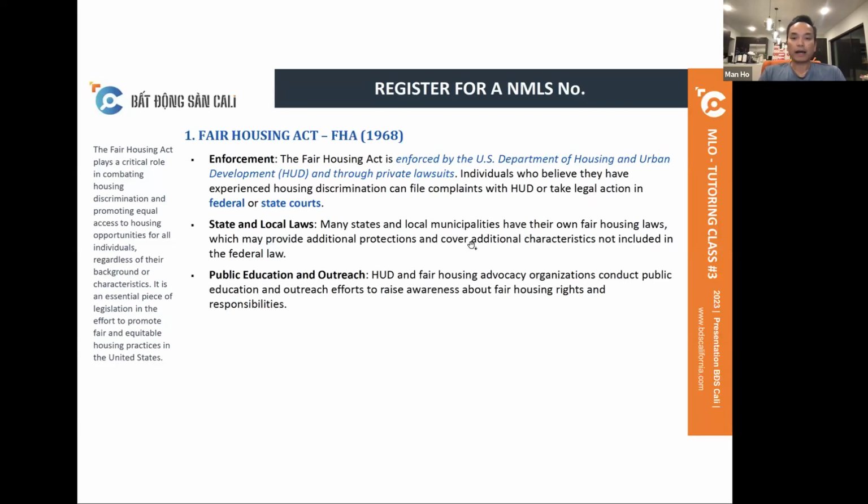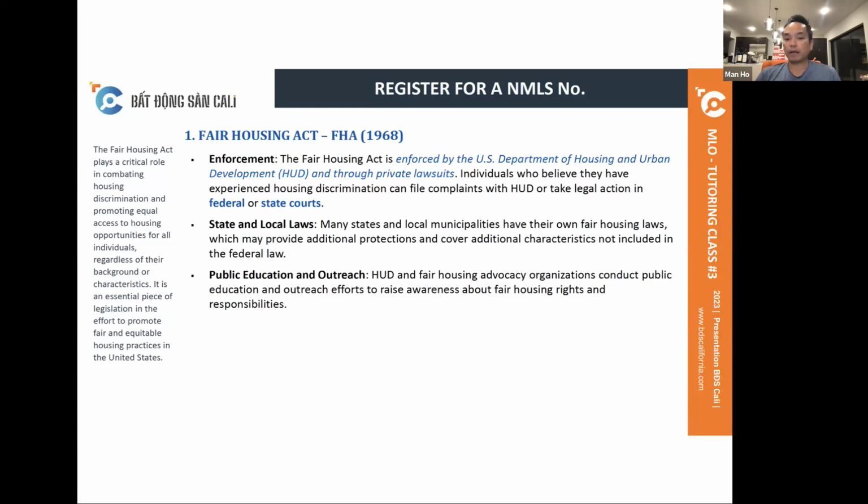Individuals who believe they have experienced housing discrimination can file complaints with HUD or take legal action in federal or state courts. If somebody believes they were violated by a landlord or an owner, they complain to HUD, and HUD steps in, investigates, enforces and fines. The fine could be money or prison time. Really, really important. Next one, state and local laws. Besides the federal law, right?